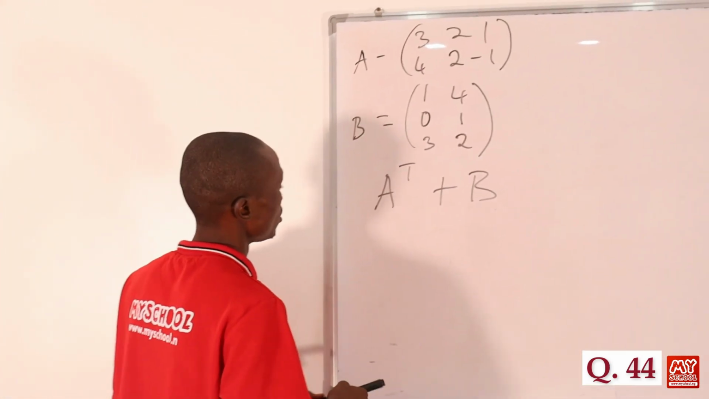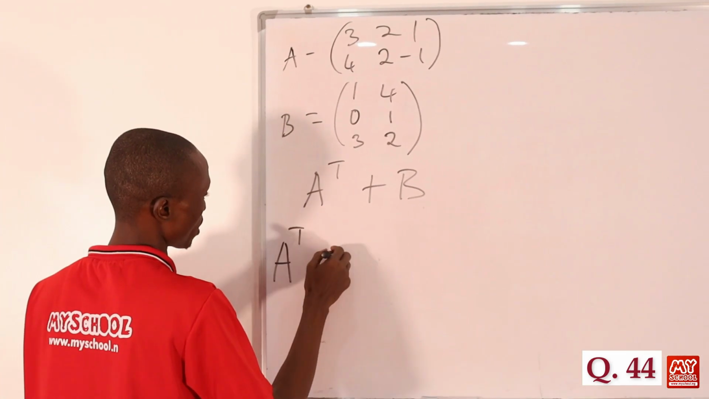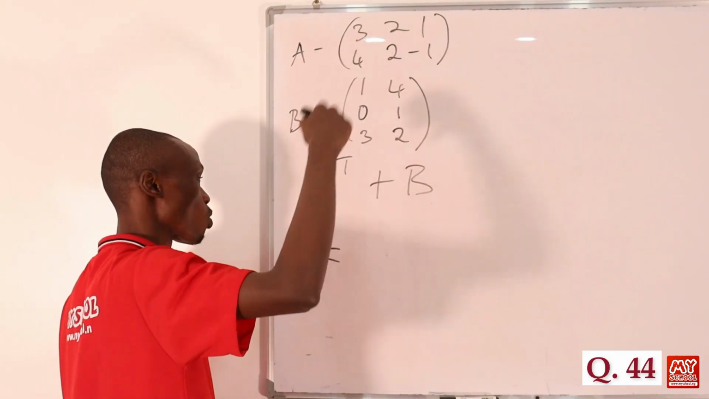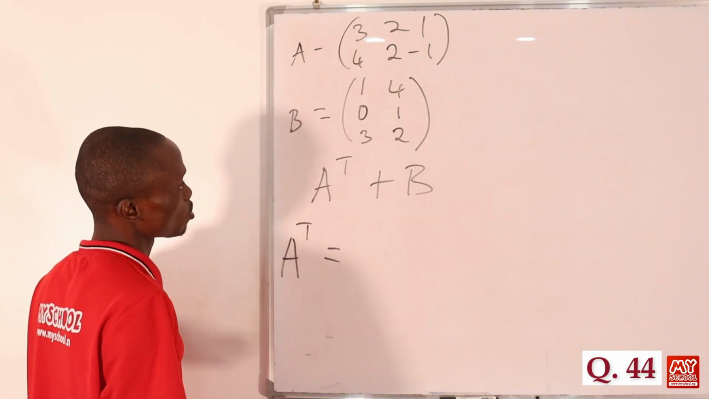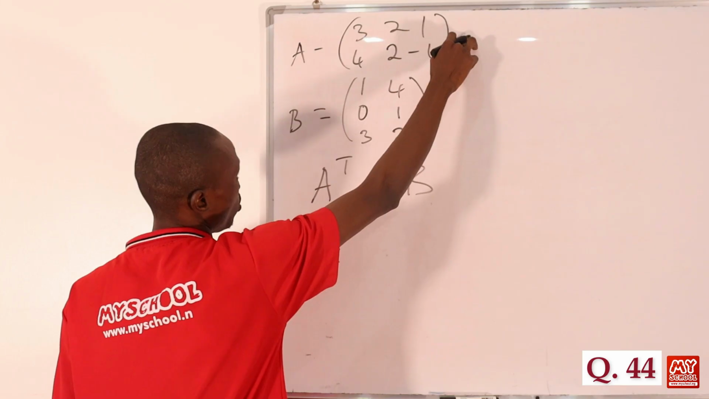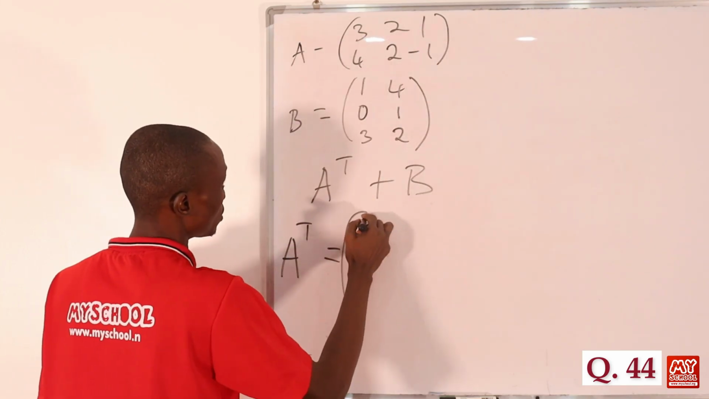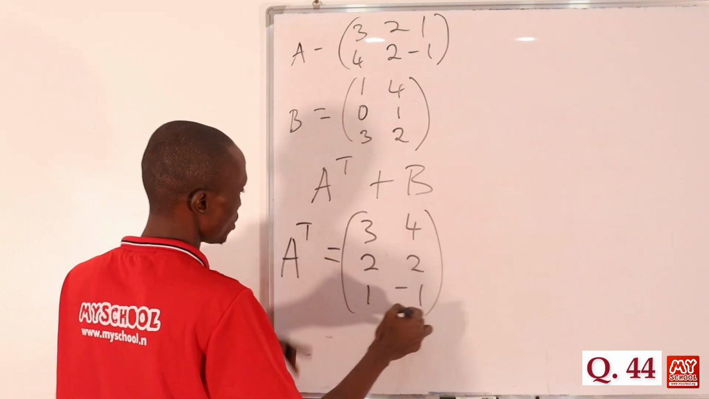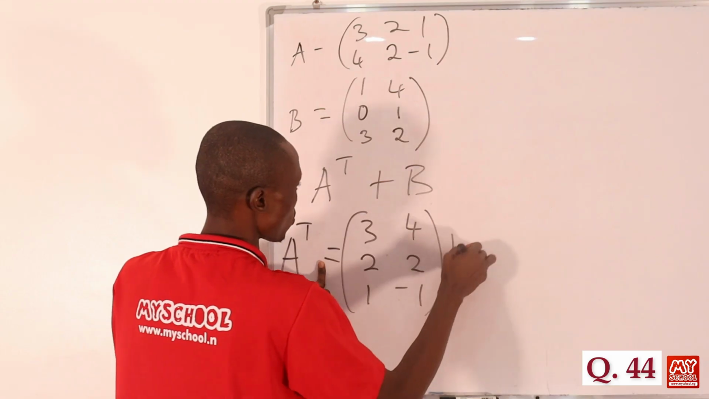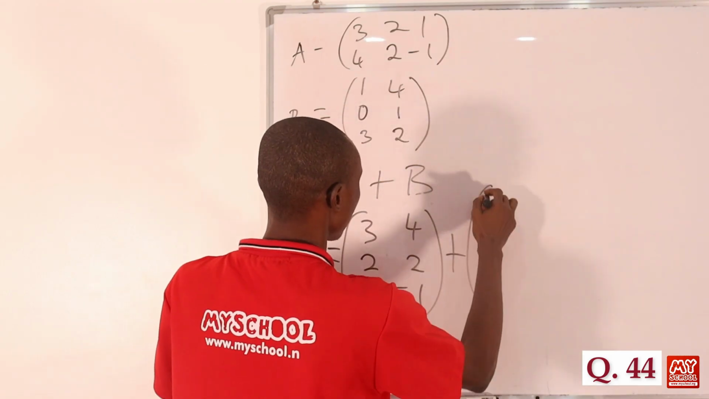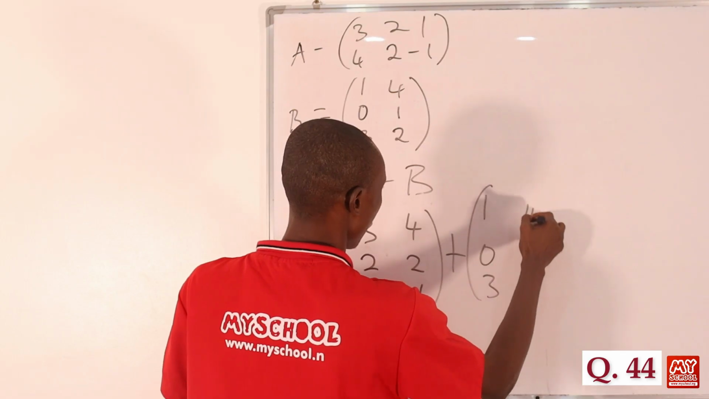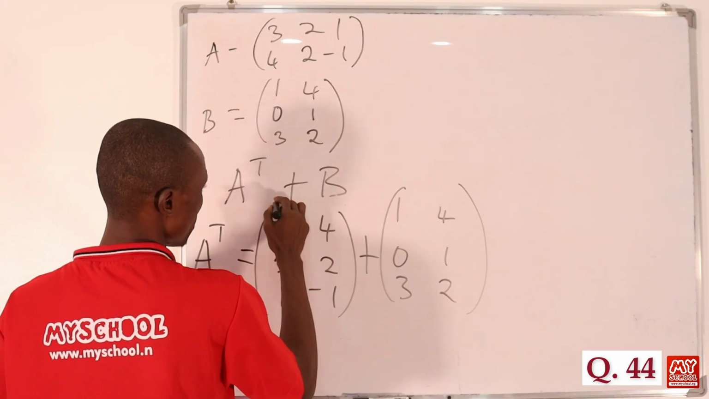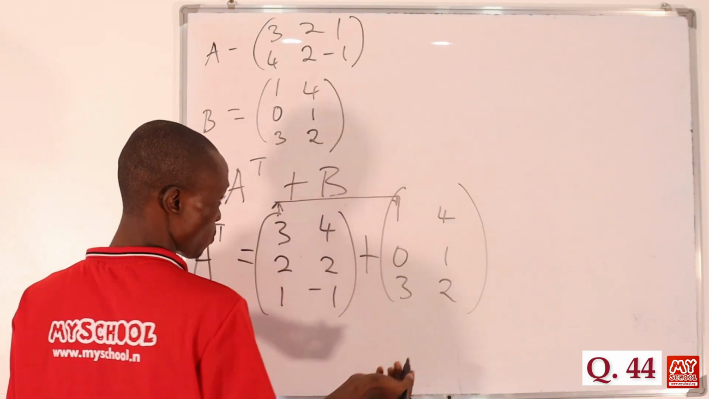So first thing first is for us to find the transpose of A, right? To transpose this matrix, it simply means that we should change the row into column or change the column into row. So in this case, we are going to change the row into column, right? So we'll be having 3, 2, 1, and 4, 2, minus 1. So this plus this, so we are going to add matrix B to it. So that we'll be having 1, 0, 3, 4, 1, and 2. So we are going to add this together. So the first element here will be added to the first element in the second matrix, just like that.